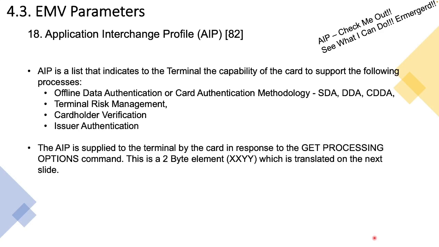Okay, so the AIP is given to the terminal by the card in response to the get processing options command. Okay, it's a 2-byte element XXYY, which is translated on the next slide. Okay, and just to reiterate, this is a way of the card telling the terminal, hey, Mr. Terminal, this is what I'm capable of. So think of the AIP as the CV or the resume of the card, where it lists its skill set and what its capabilities are.